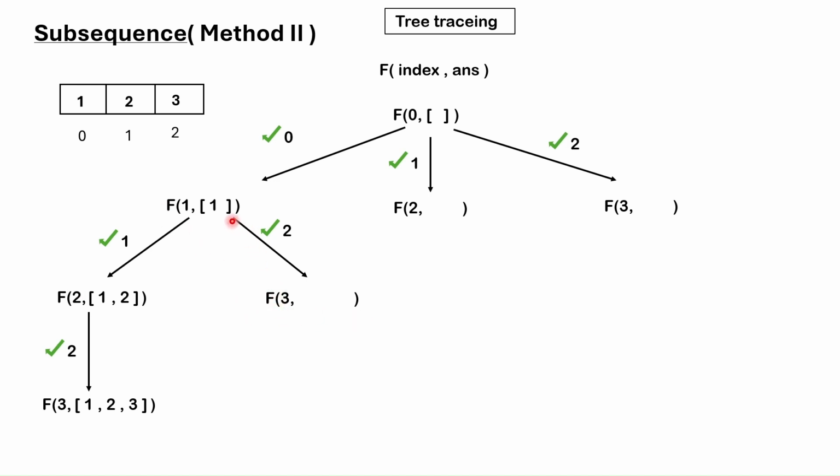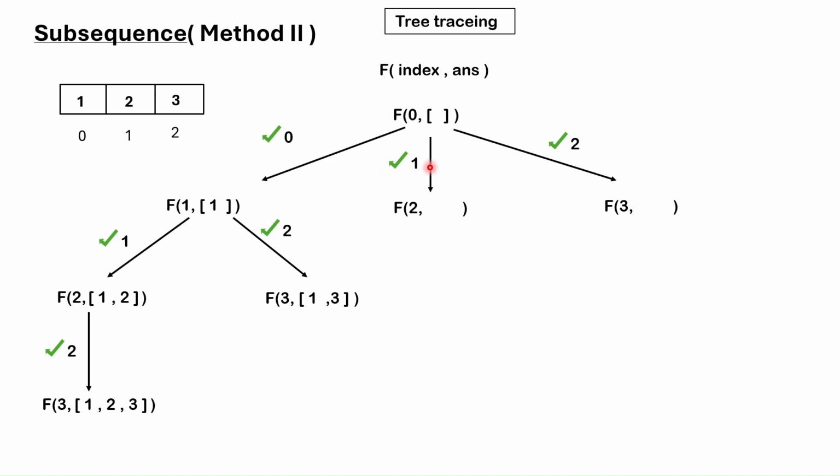Now look, for this function we have picked the second index, and the second index is 3. So we get 1 and 3. Now we have reached the third index, so there is no third index. So we will return. Then we will return and look for this choice.